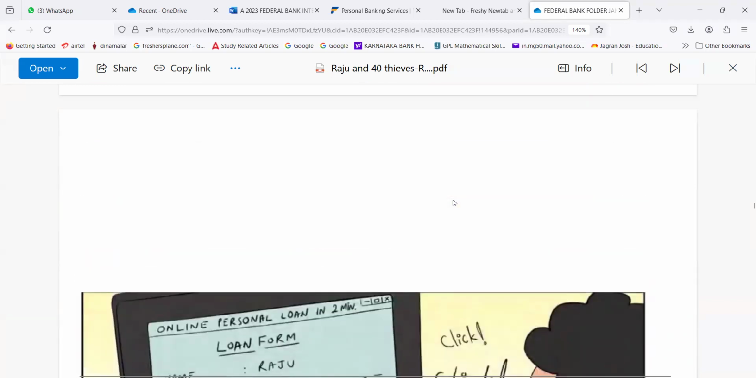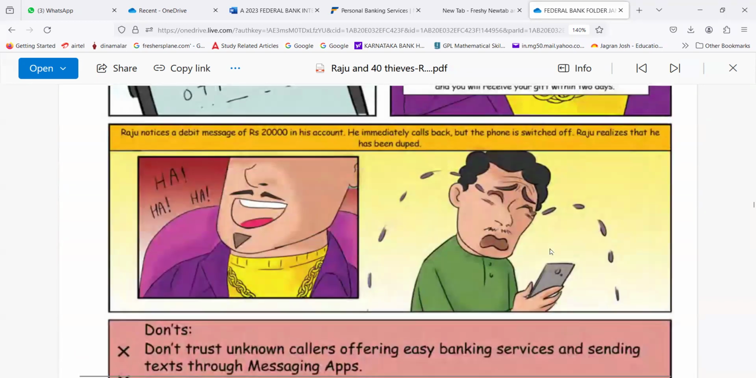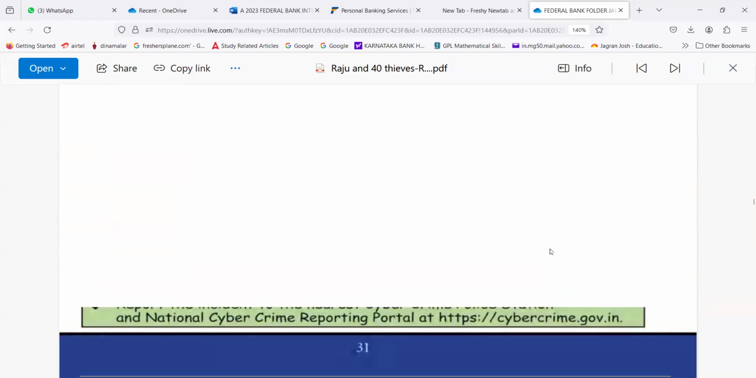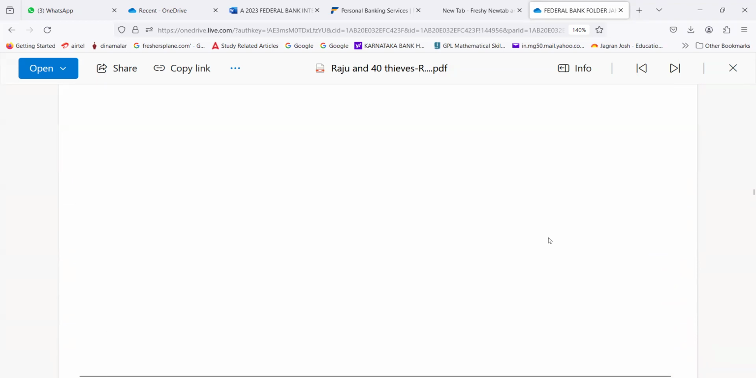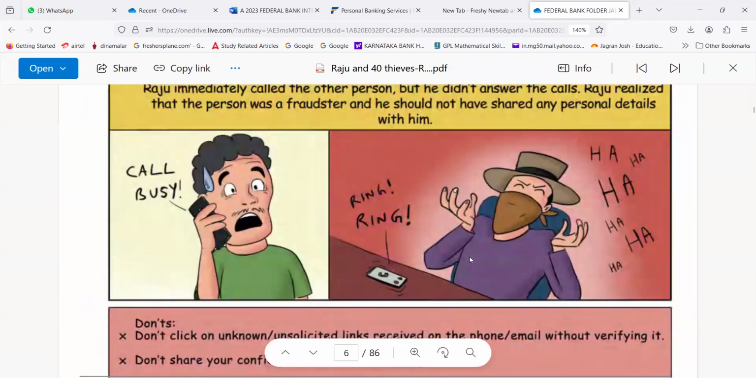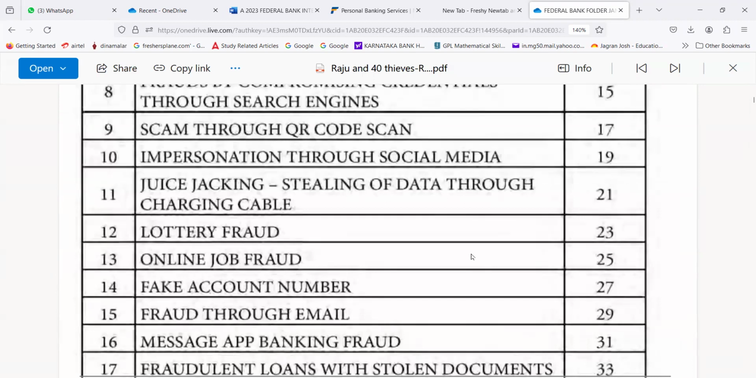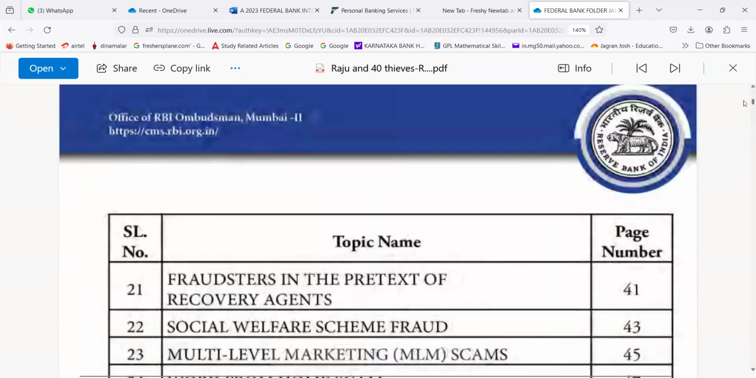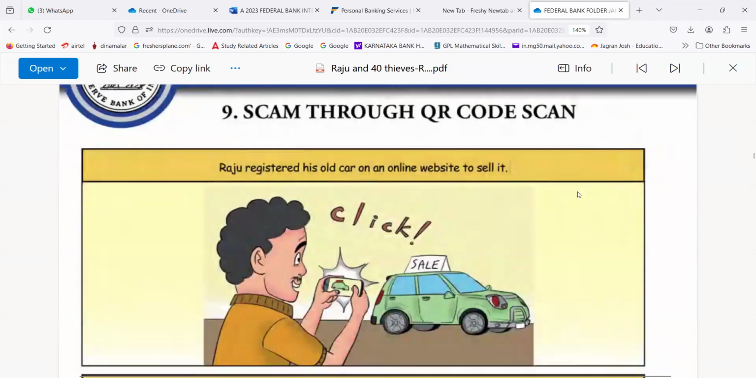Let me see. What is the number? 17, no? 19 also? No, no. What is this? Fraud. No, no, we have not come up to that. Achha, this was page 17. There is number 9, scam. Yes, sir. I have to go to number 9. Number 9 means this one. Mr. Kaviram, please read this.